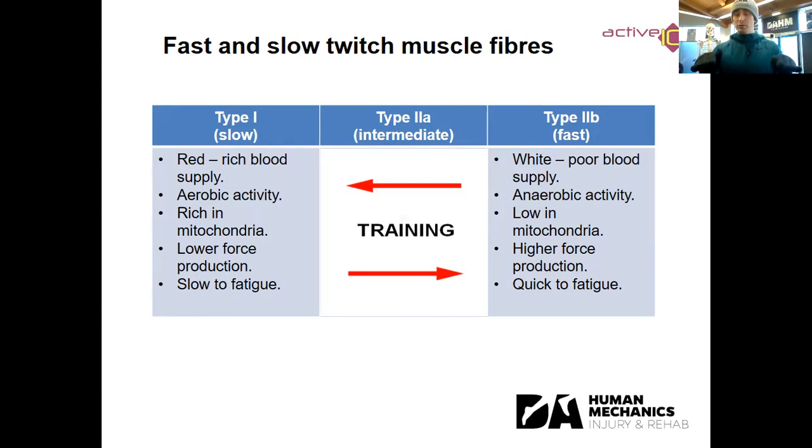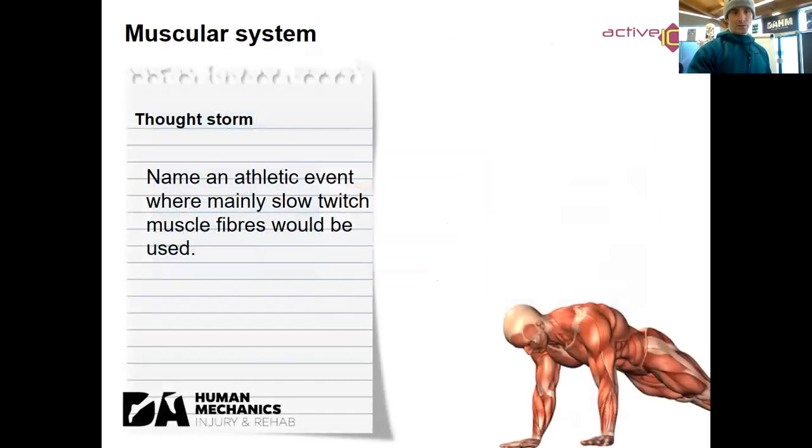But just know for now, these fast twitch and slow twitch fibers, we all have a combination of both. Some have a higher proportion of fast twitch than slow twitch. Some have a high proportion of slow twitch and fast twitch. But we all have a blend of both. And it is thought that we can change them or change proportions depending on our type of training. So we talked about this.